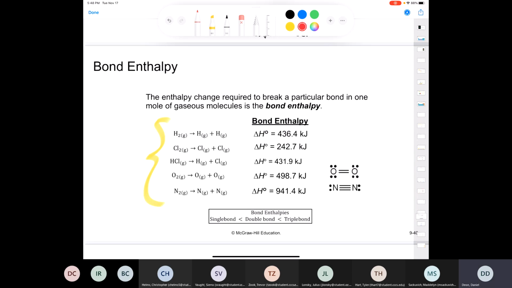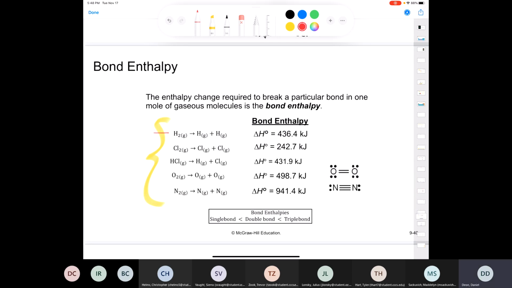If we have hydrogen gas, right? The hydrogen gas that was in the Hindenburg that made it blow up. If you want to break apart one mole of gaseous H2 molecules, that means you want to break all those H2 bonds, Avogadro's number of them. It's going to cost you some energy, isn't it? You got to rip those molecules apart. It's going to cost you 436.4 kilojoules.